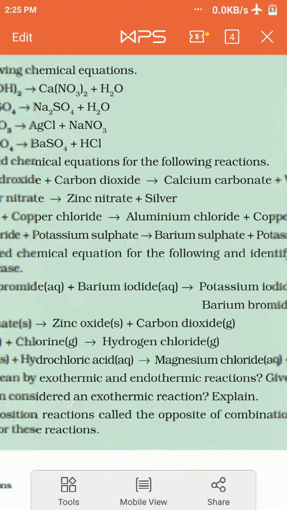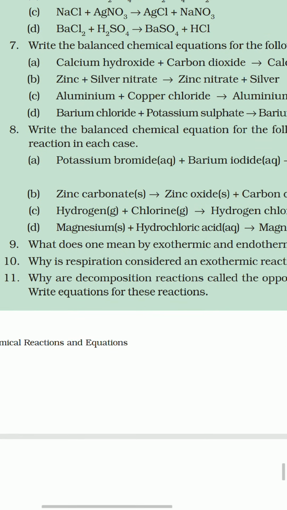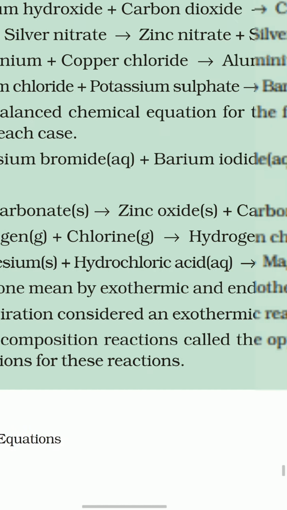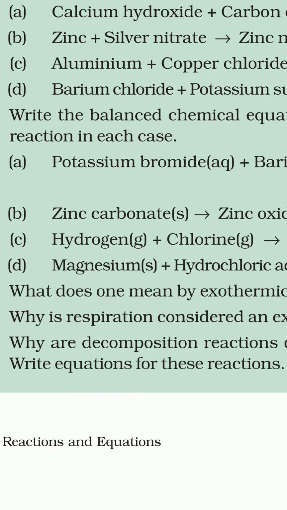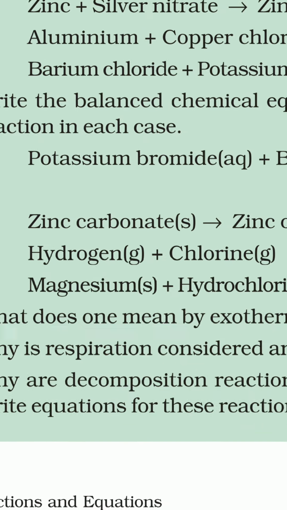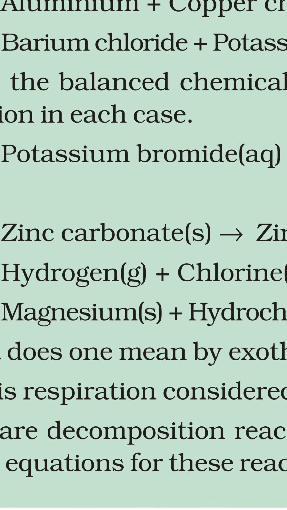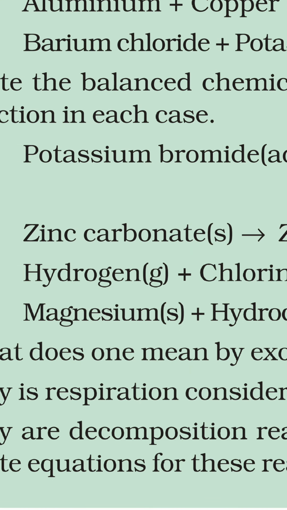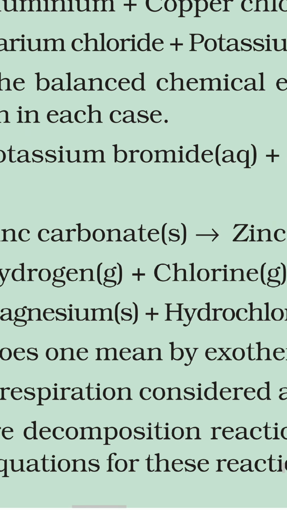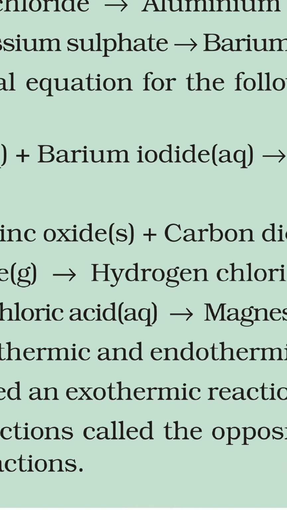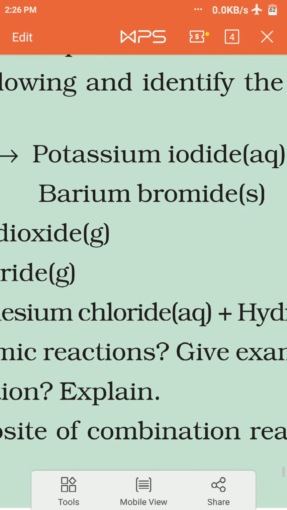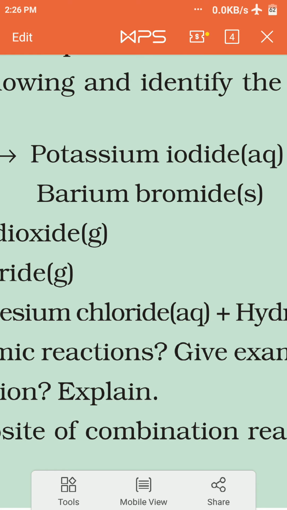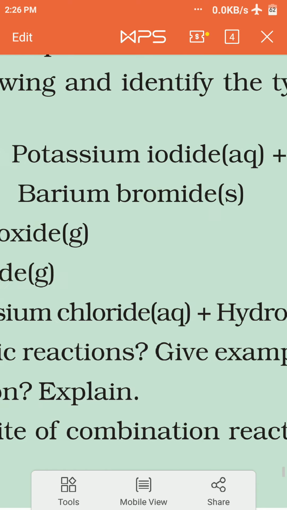Now the next question, number 8. Write the balanced chemical equations for the following reactions and identify the type of reactions. The first reaction, A, the balanced chemical equation, and again we have to write the type. Write down 2KBr aqueous, plus BaI2 aqueous, arrow, 2KI aqueous plus BaBr2 aqueous. And this reaction is a double displacement reaction.